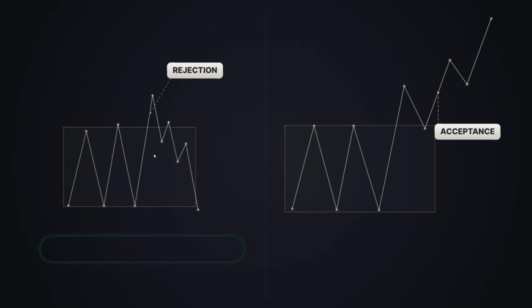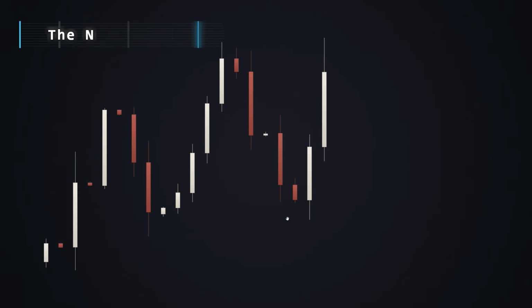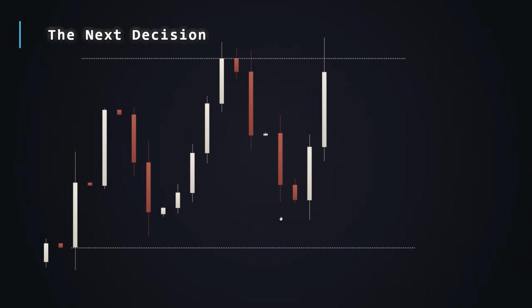If price leaves value and cannot stay there, I reject the breakout idea. If price returns inside value with a clean close, I target the middle or the opposite side of the value area. Now, a fast move above value creates the next decision.